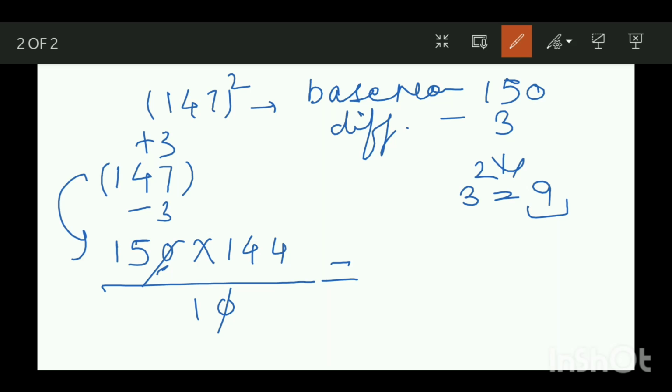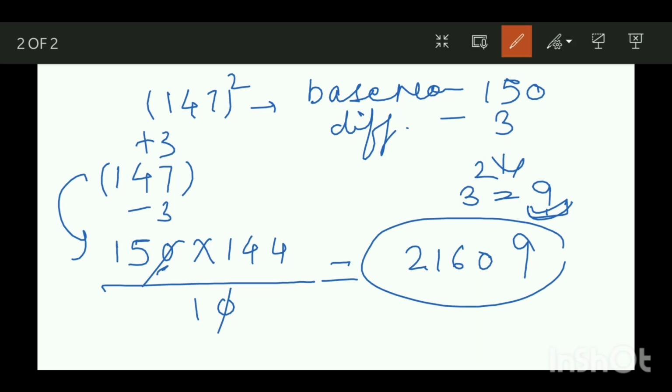Now in the next step, when we multiply 15 into 144, what will we get? 2160. And we have used all the digits, so we will write down 9 as it is. So this is the square of 147. See, it's very simple.